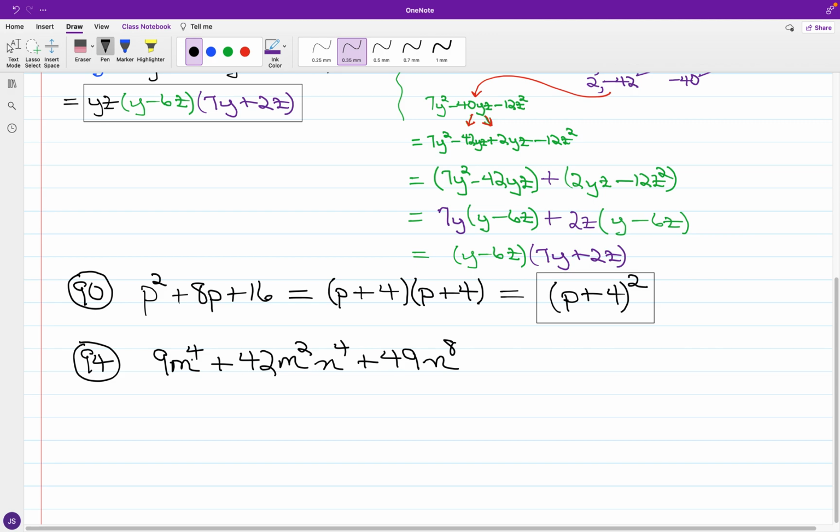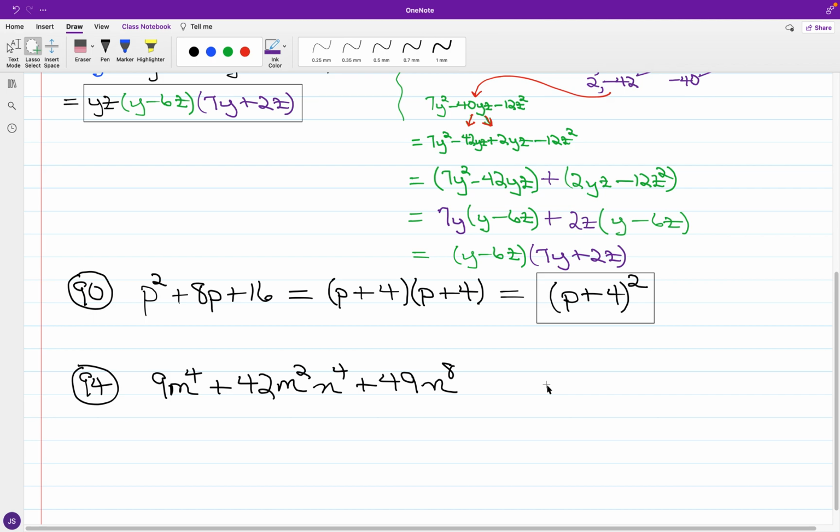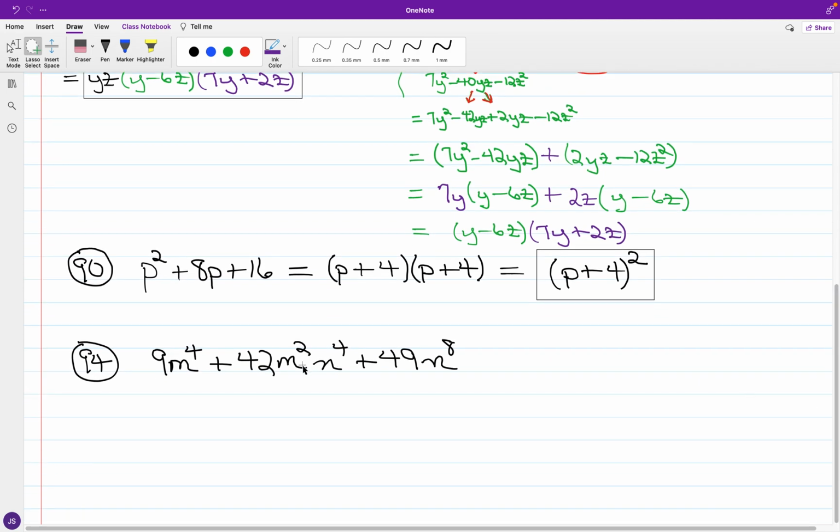It's going to turn out that for 9, 42, and 49, the highest number divisible into these coefficients is only 1. So there's no greatest common factor to itemize or lay out, just like yz from the very start. And so looking at where we can factor by grouping.